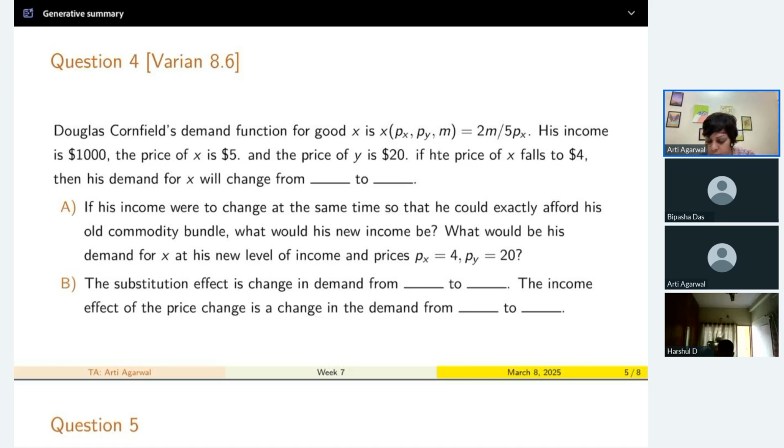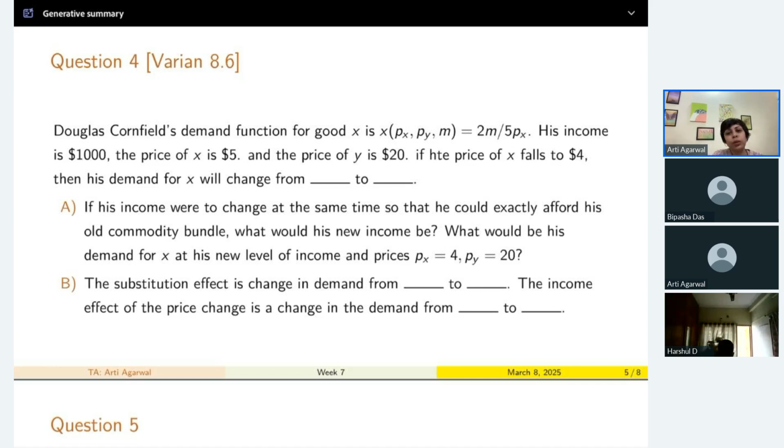My typing has gone off the rails here, so let's just assume I've typed it properly. I'll fix this typo. If the price of X falls to 4, then his demand for X will change from what to what. And this is pretty straightforward here. You have all the values of M and Px given. So you just compute the value of X.